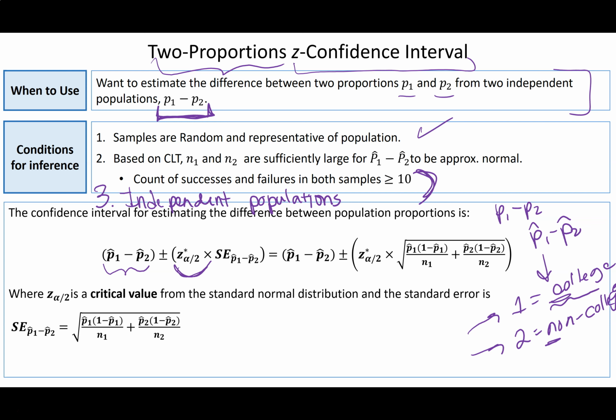Z-star is going to be the same as it's been. We're going to usually go between 90%, 95%, and 99% confidence. Those same 3 Z-star values.